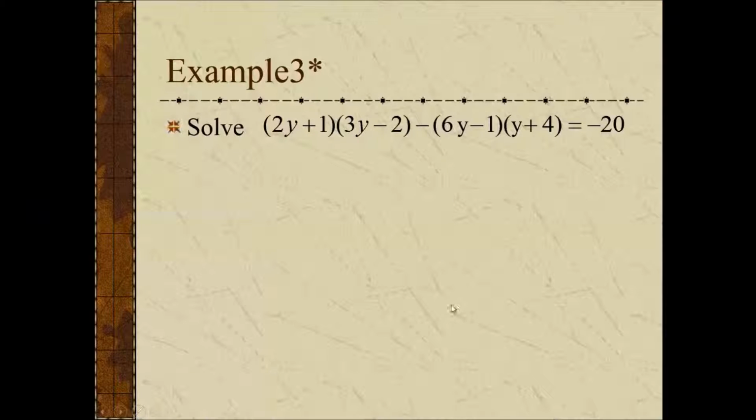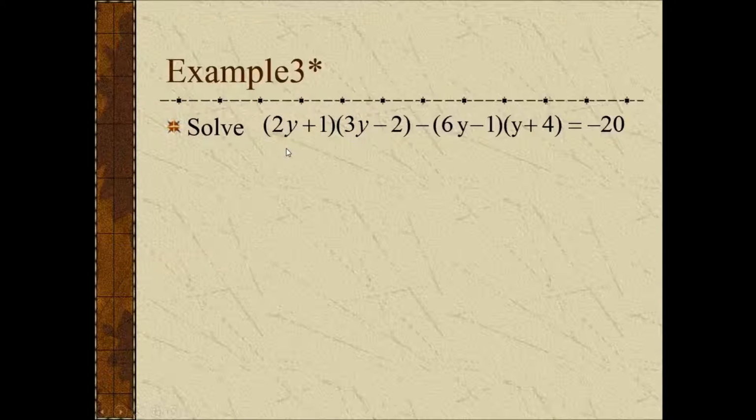For this next example, I'm going to simplify the left side again and then start undoing things. So I see parentheses times parentheses, 2 binomials. I'm going to have to FOIL those. First, outsides, insides, last are going to multiply and equal 6y squared minus 4y plus 3y minus 2.